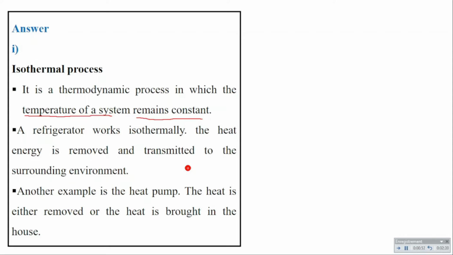Another example is the heat pump. When you are using the heat pump to heat the house, the heat is either removed or brought inside the house so that the temperature of the house remains constant. An isothermal process is a process in which the temperature of the system remains constant.